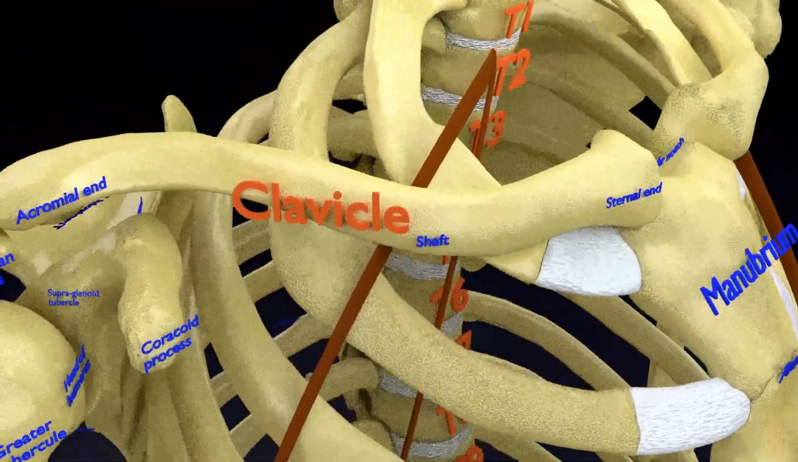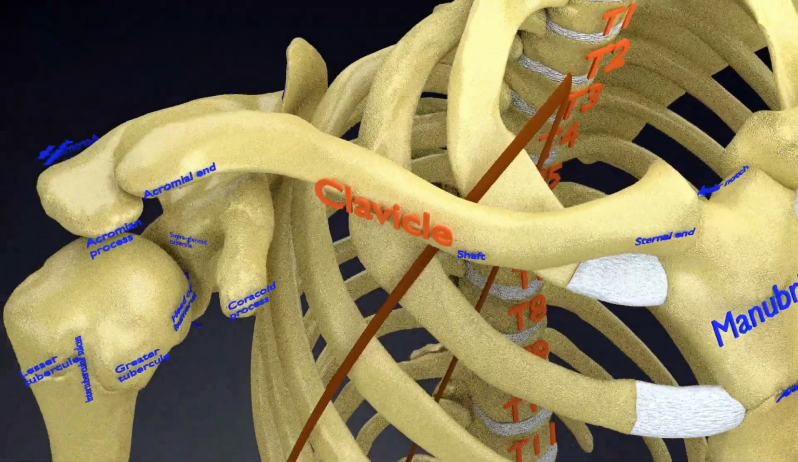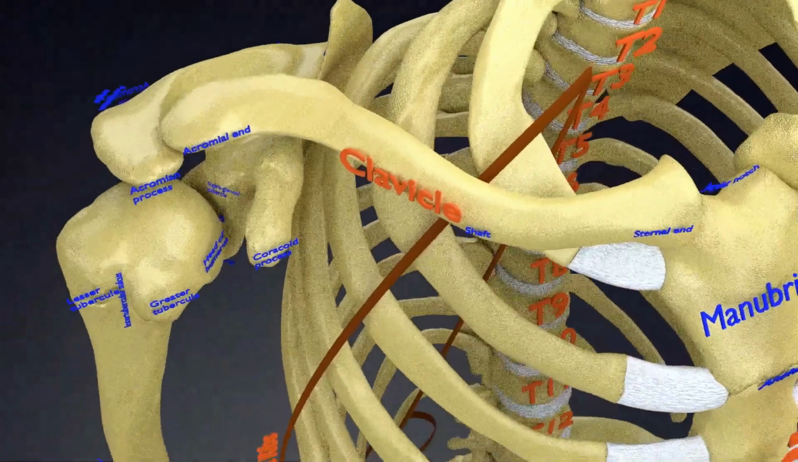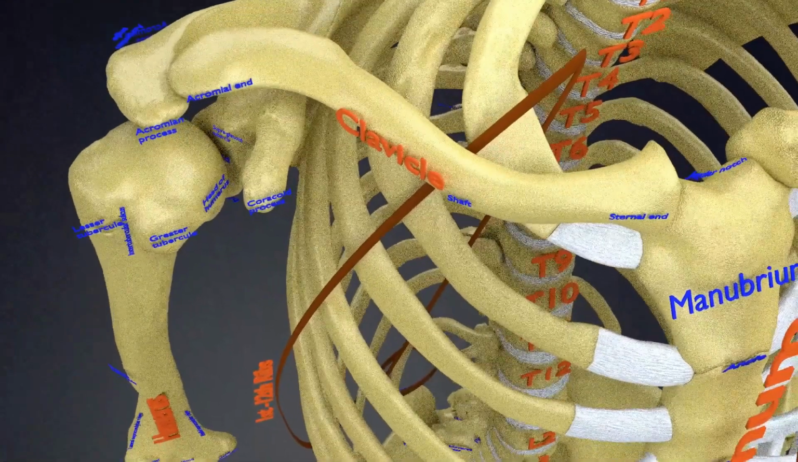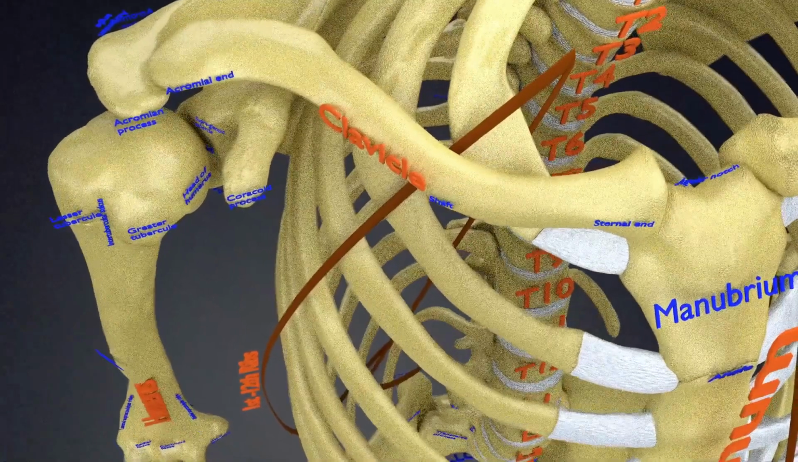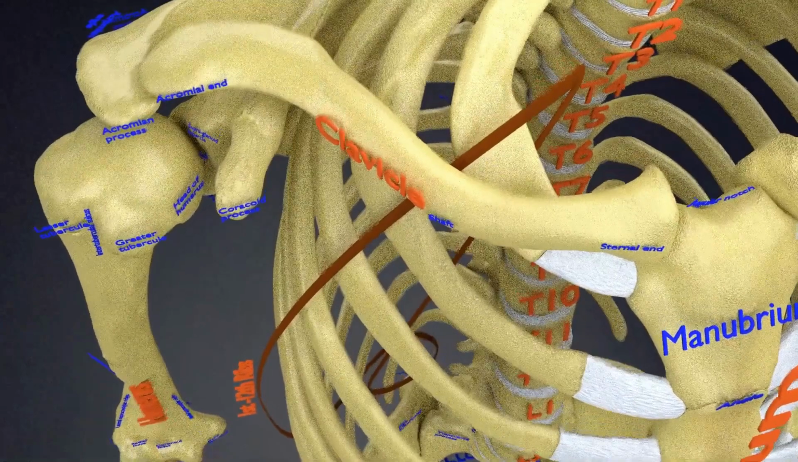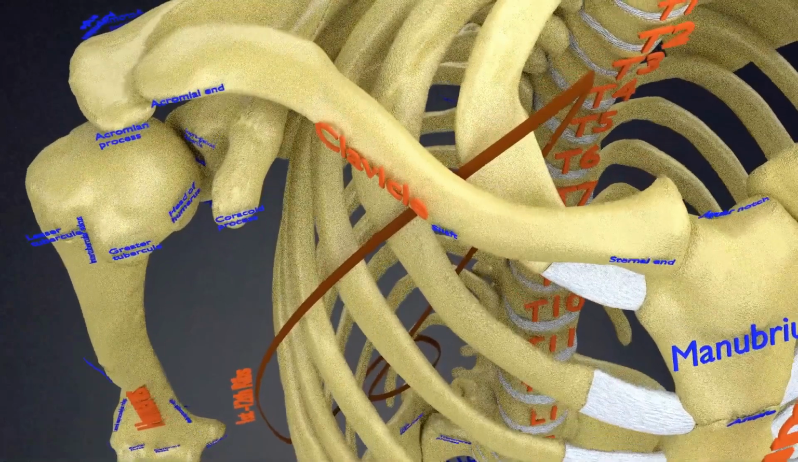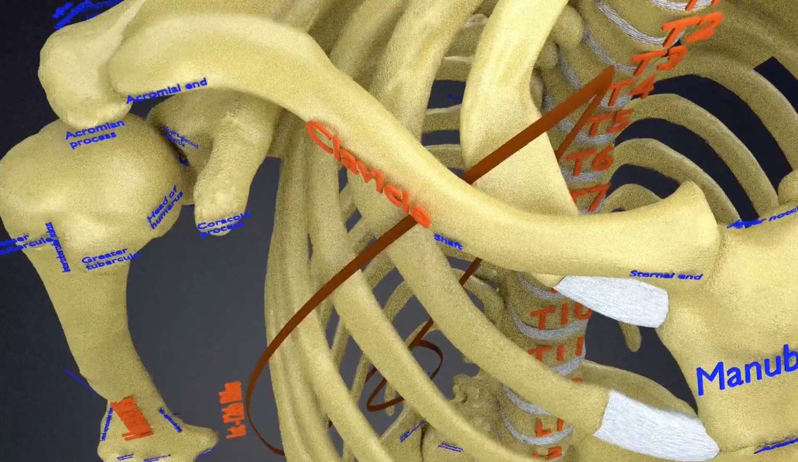The anterior end is continuous with the first costal cartilage. The posterior end comprises the head, neck and tubercle. The head articulates with the body of the first thoracic vertebra. The tubercle articulates with the transverse process of the first thoracic vertebra, and the shaft or body has 2 surfaces, upper and lower, and 2 borders, outer and inner.